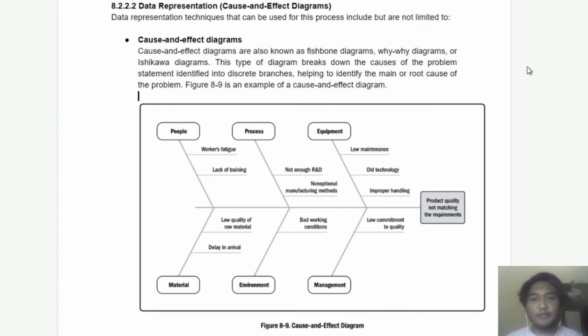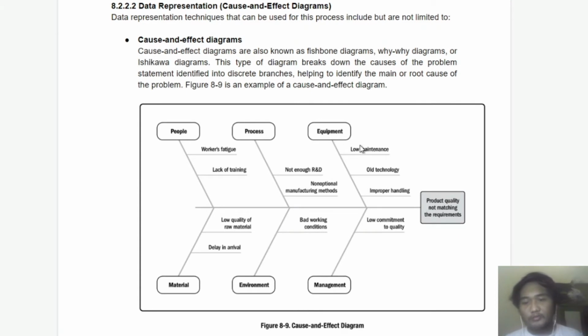Cause and effect diagrams, which are also known as fishbone diagrams, Why-Why diagrams, or Ishikawa diagrams, are a type of diagram that breaks down the causes of the problem statement identified into discrete branches, which helps to identify the main or root cause of the problem.